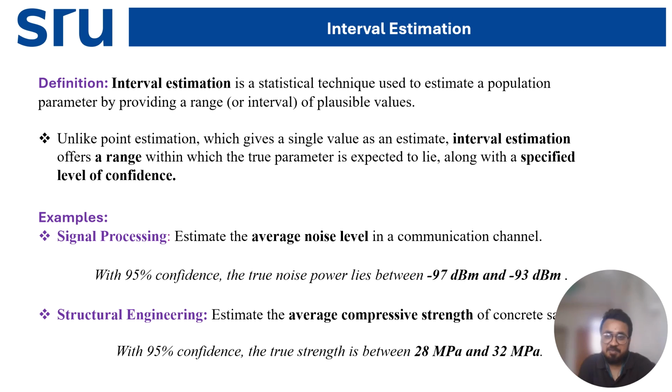Let me ask you a simple question. Suppose I take a sample and calculate the average marks as 75. Do you think the true population mean is exactly 75? Most likely answer is no. There will always be some error due to sampling. So instead of saying the answer is 75, a better statement is the true value lies somewhere between two numbers. That is where the interval estimation comes in.